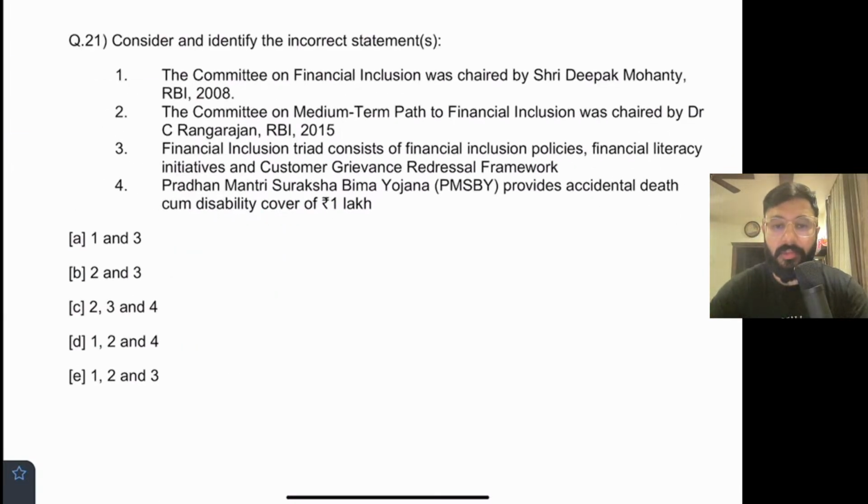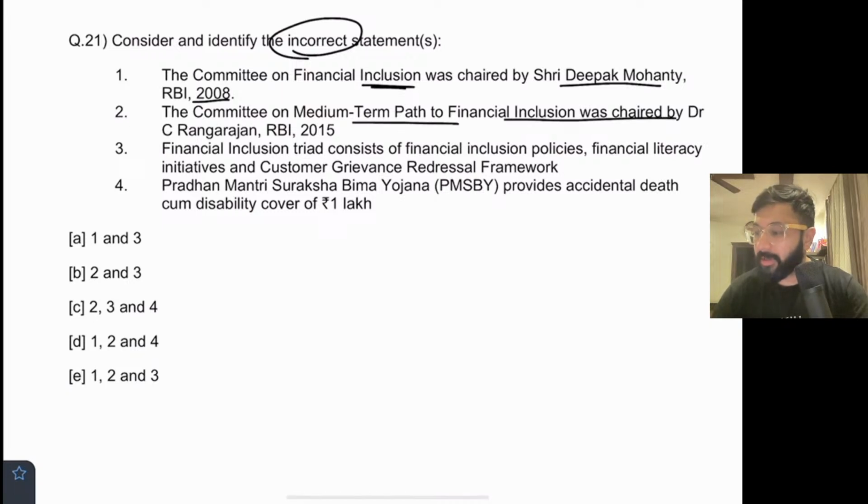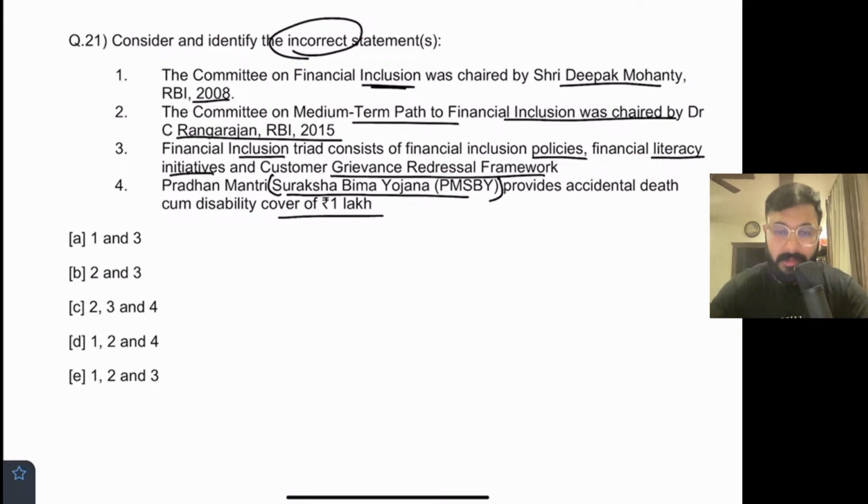Identify the incorrect statements. The Committee on Financial Inclusion was chaired by Deepak Mohanty, 2008. Committee on Medium Term Path to Financial Inclusion was chaired by C. Rangarajan, 2015. Financial inclusion consists of financial inclusion policies, financial literacy initiatives, and consumer grievance redressal framework. Pradhan Mantri Suraksha Bima Yojana provides accidental death coverage, death cum disability cover of up to ₹1 lakh. हमें इसमें से इनकरेक्ट ढूंढना है. प्लीज रिमेंबर दैट.